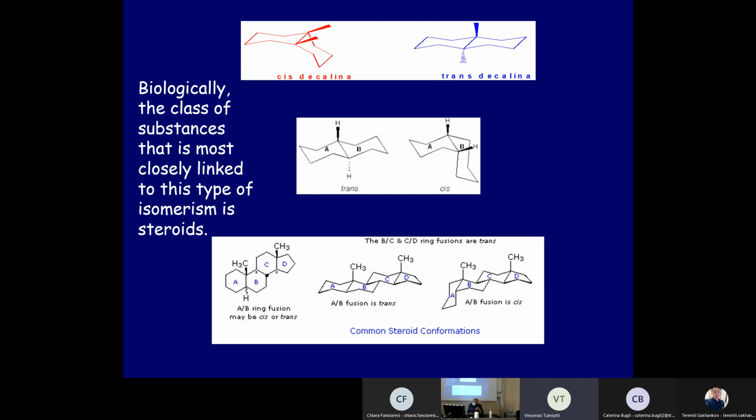In the course of medicinal chemistry 2, we will have a particular chapter on hormones, and at that time you can appreciate the importance of the fusion of the different rings in order to have an optimal interaction with the receptor.